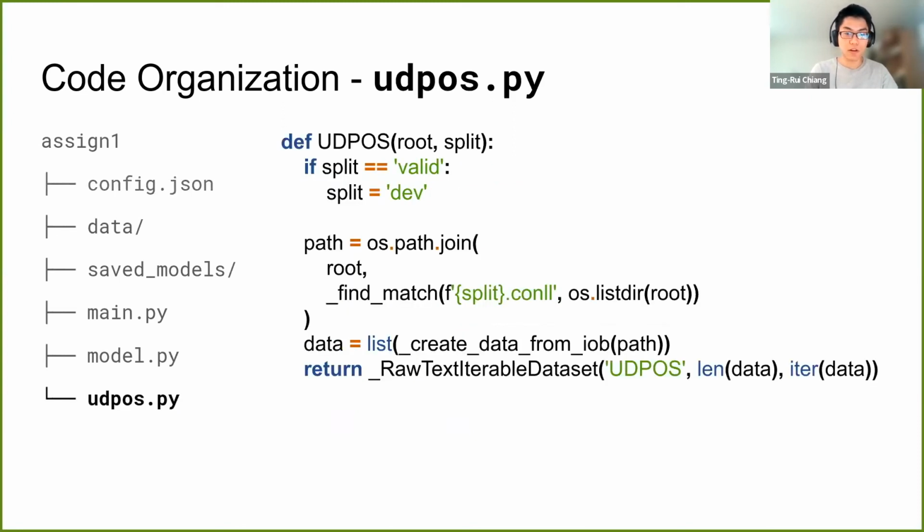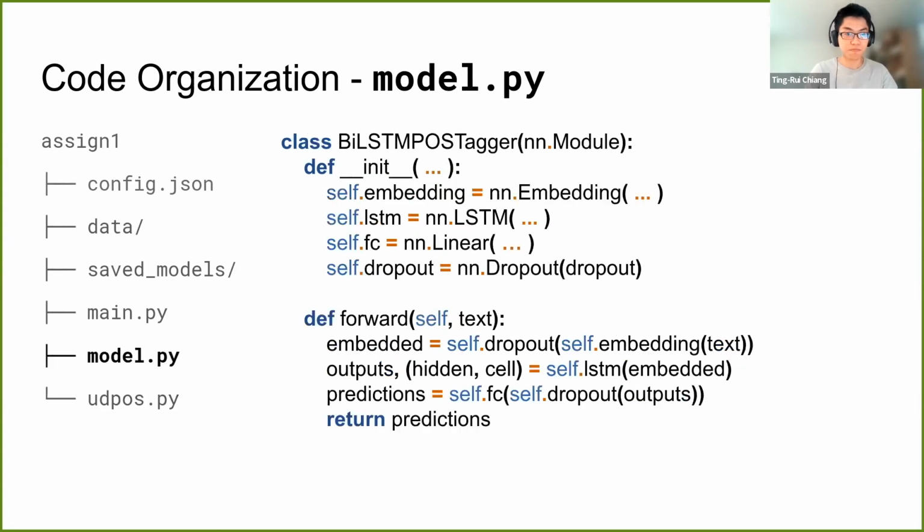The udpos.py file is the place where we implement how to read a data set. But actually, I don't think you will have to modify this, so I won't go into detail here. The model.py file is the place where we implement this bidirectional LSTM model. If you are familiar with PyTorch, you can see it's a very simple model. It just applies an embedding layer, then an LSTM layer, and then finally predicts the tags using a fully connected layer. But if you want to make a stronger model, then you may have to modify this file.